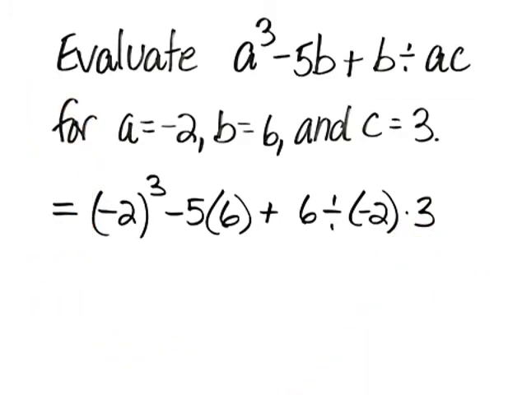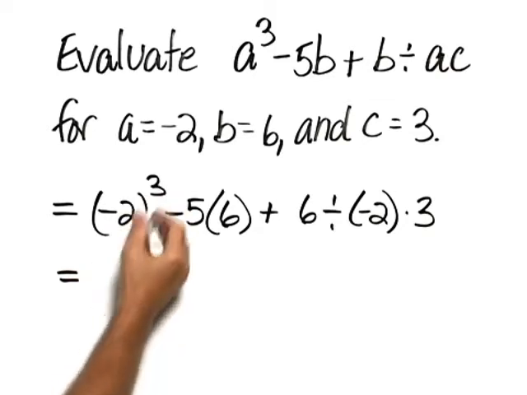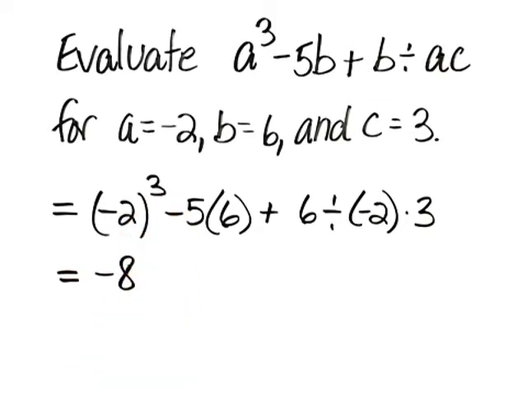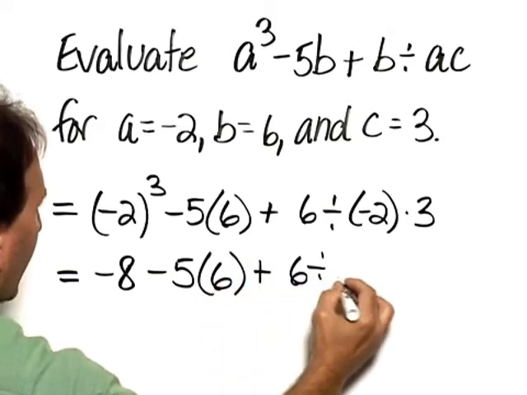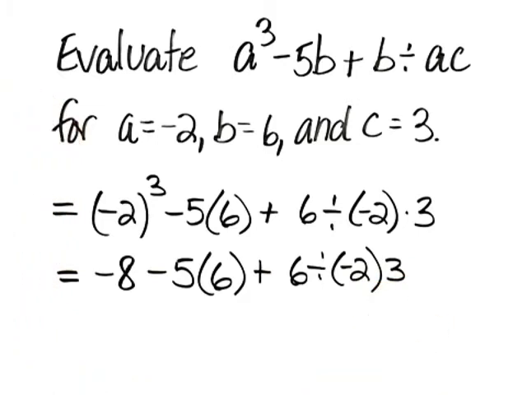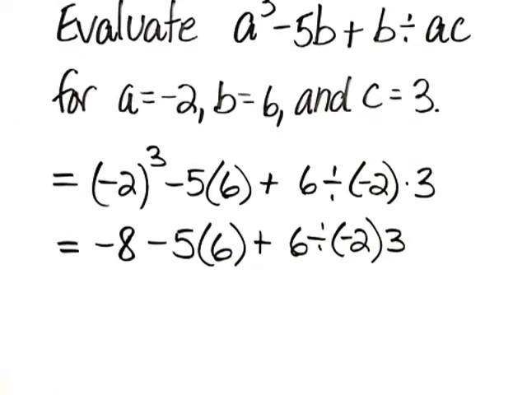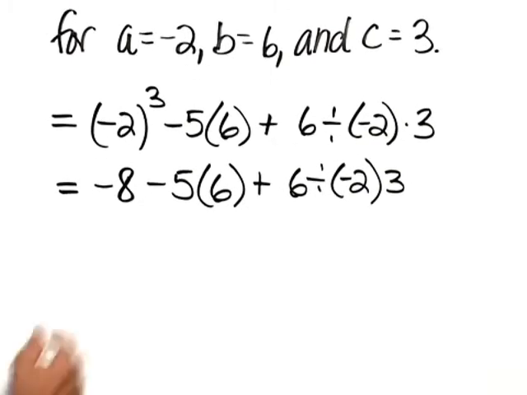3. Remember, with the order of operations, we simplify inside of parentheses first. In this case, all of them are simplified. So then we take care of exponents. -2 cubed is -8. Then we write the rest of the problem as is. And now we take care of multiplication and division in the order that it appears from left to right.